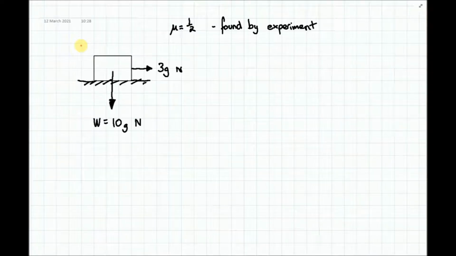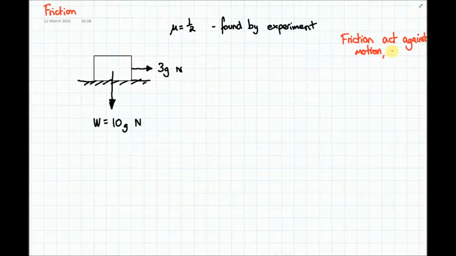Okay, this is the introduction to friction, and friction is a force that tries to actually prevent motion. So just a little note over here. Friction acts against motion, or the attempt to move, or the net force trying to cause motion. It doesn't cause motion in its own right.